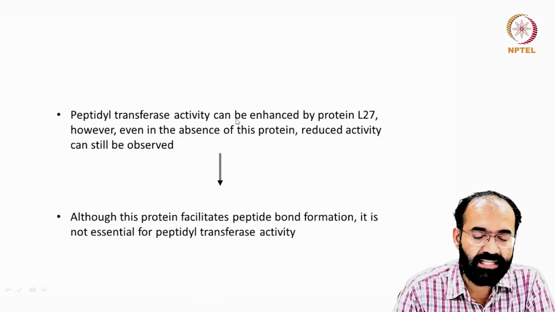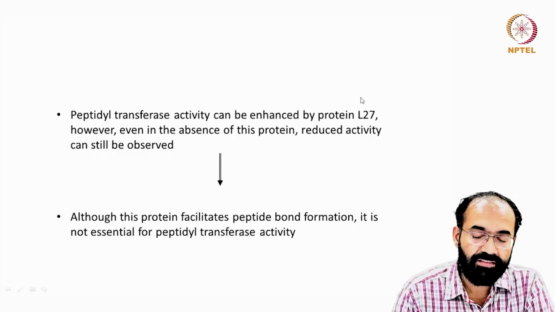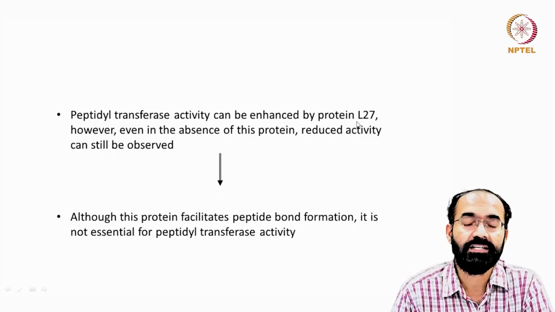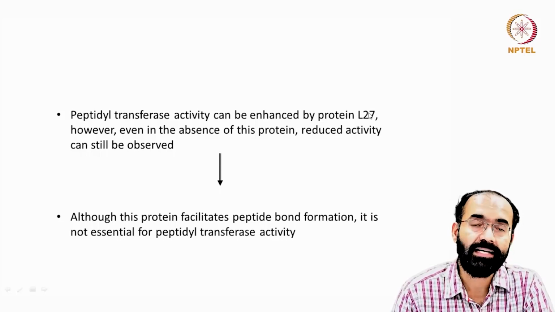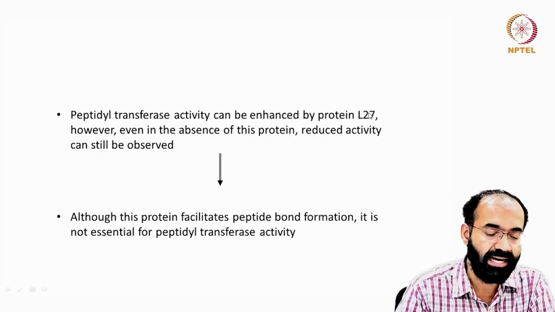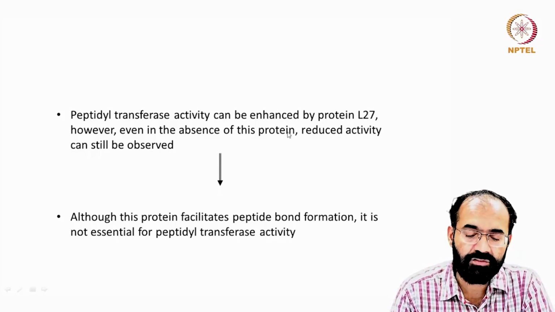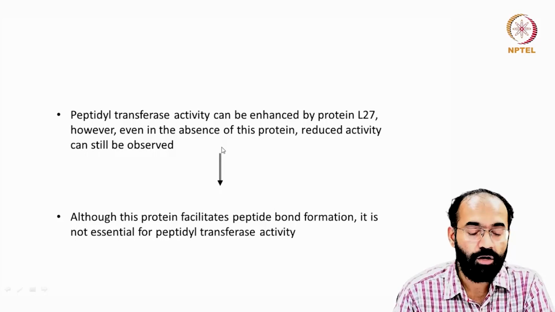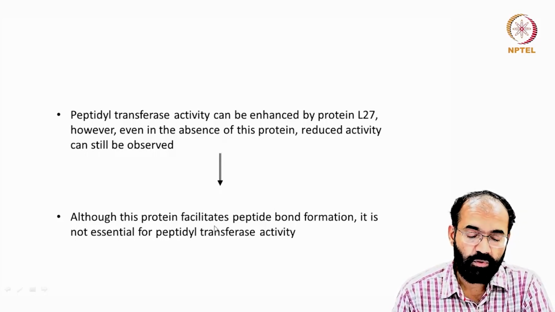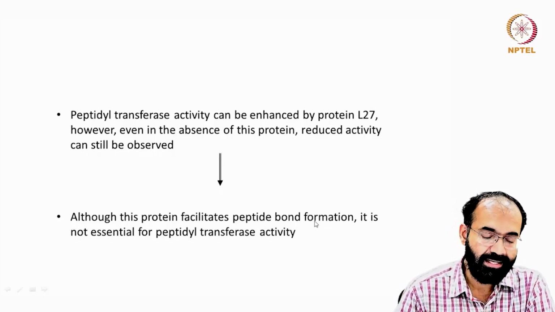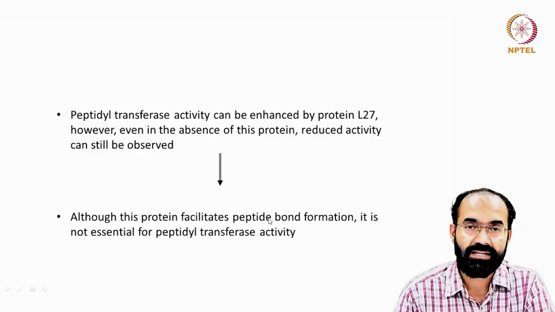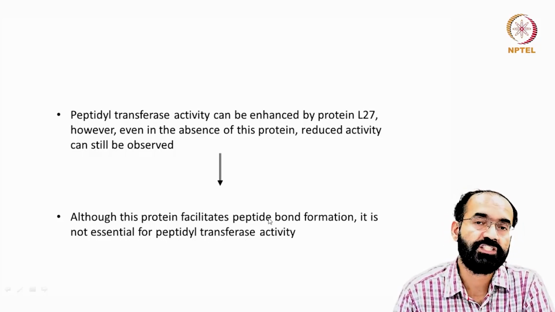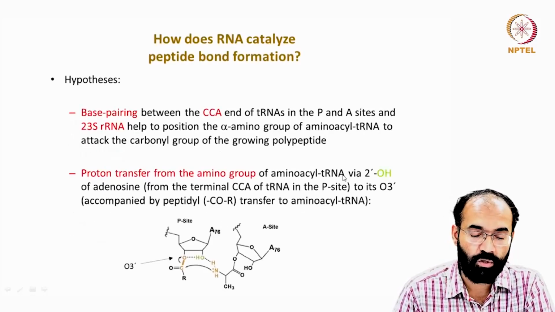So the peptidyl transferase activity can be enhanced by a protein called L27. L27 stands for a ribosomal protein which does not participate in the peptide bond formation, but rather it is necessary for enhancing the activity. However, even in the absence of this protein, L27 protein, reduced activity can still be observed. Although this protein facilitates peptide bond formation, it is not essential for the peptidyl transferase activity of the ribosome, because this is indeed carried out by an RNA molecule.